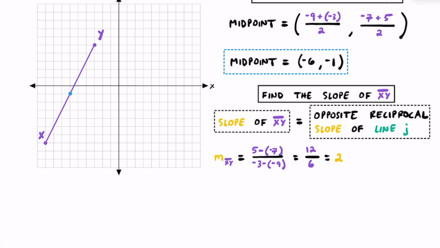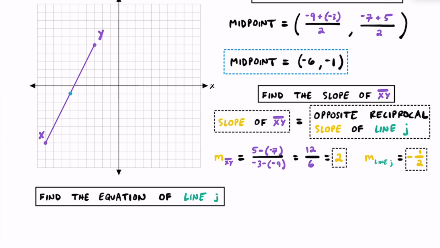That being said, if we know the slope of segment XY is going to be 2, then we know the slope for line J is going to be the opposite reciprocal, so the opposite of 2 is -2, and the reciprocal of -2 is going to be -1/2. So while 2 is the slope of segment XY, -1/2 is going to be the slope of line J, or the perpendicular bisector. At this point, we have everything we need to go ahead and find the equation for line J, so let's go ahead and put some pieces together.